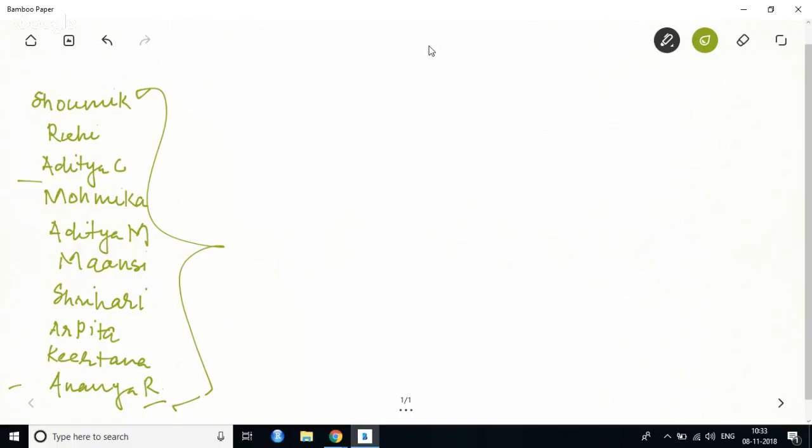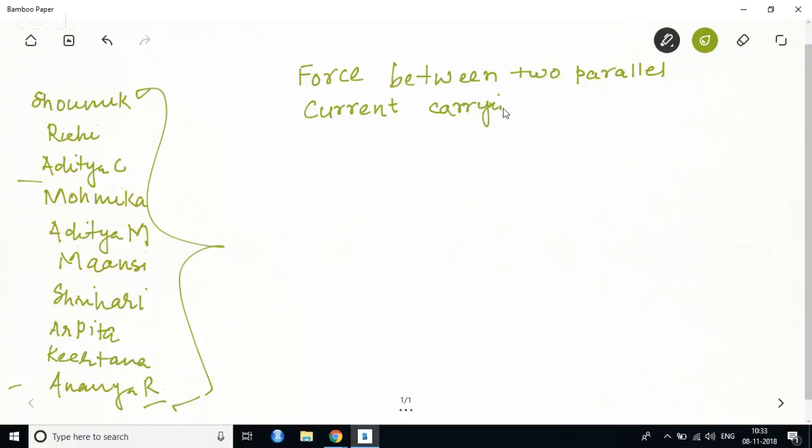Okay. Now let me start with the concept. And the concept is force between two parallel current carrying conductors. Okay, I want you all to try out. I'm giving you conditions.